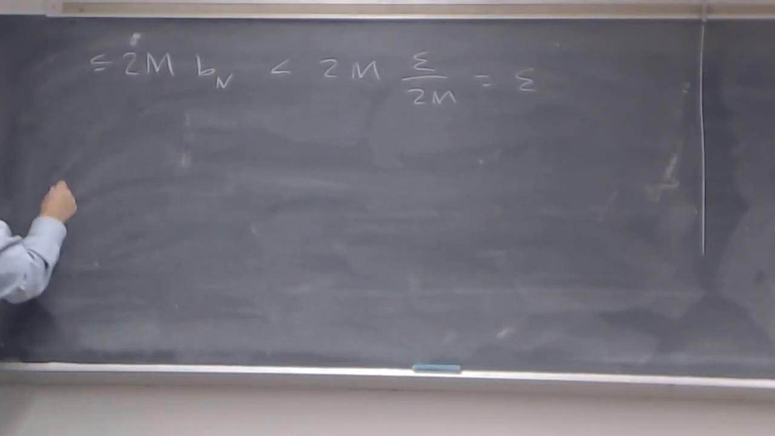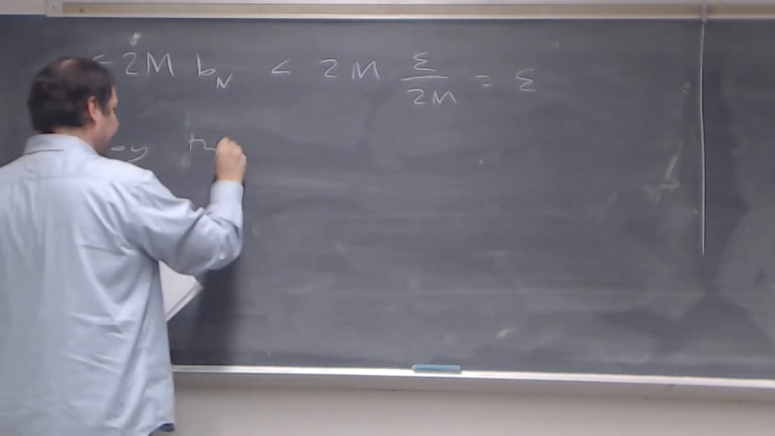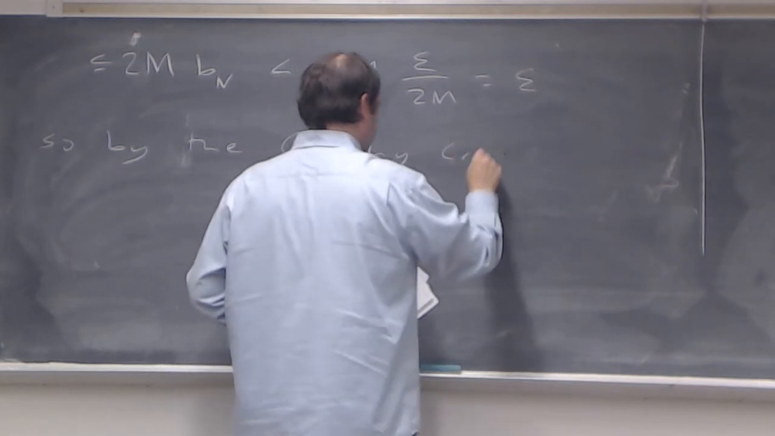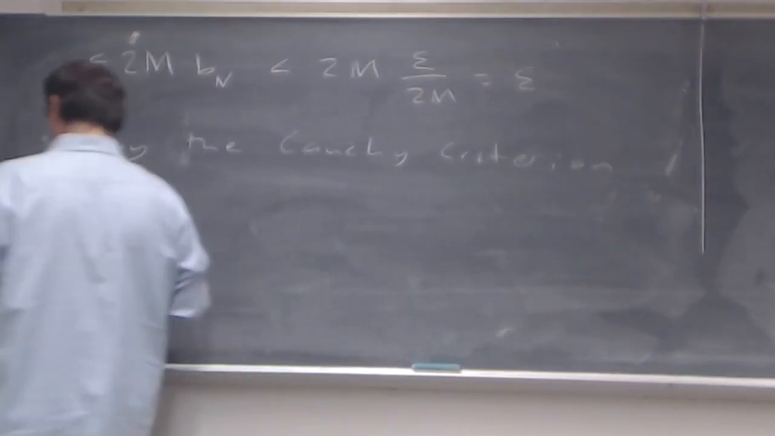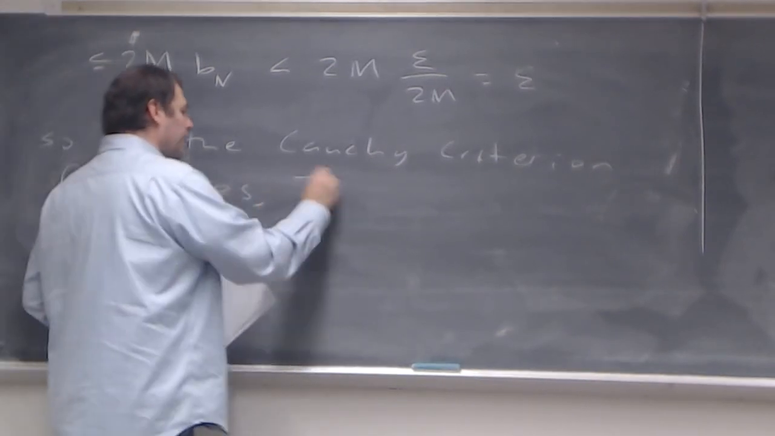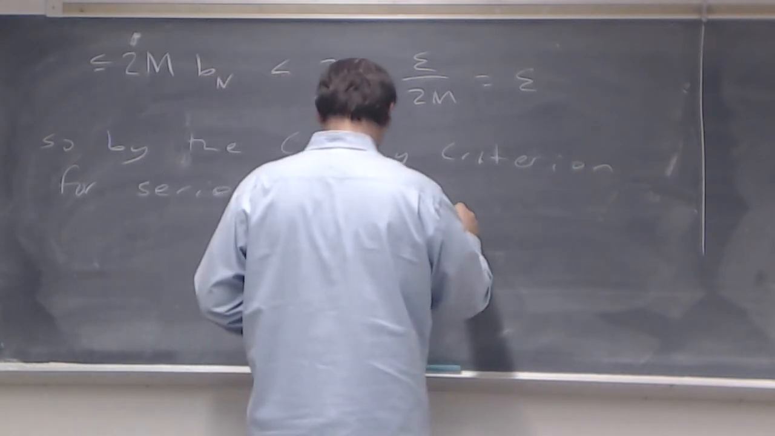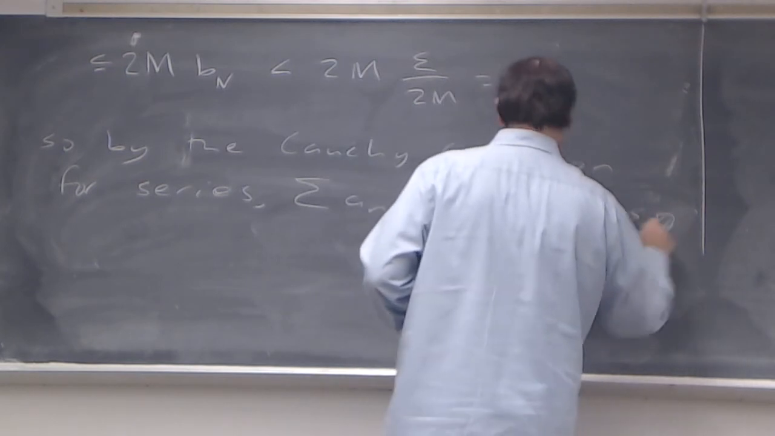And so what that gives us, and here's what we're really using to prove this: by the Cauchy criterion for series, we get that this sum converges. And that's that proof.